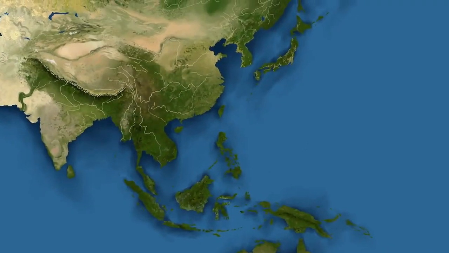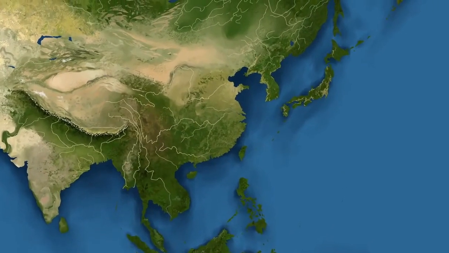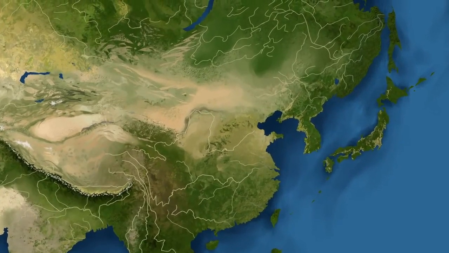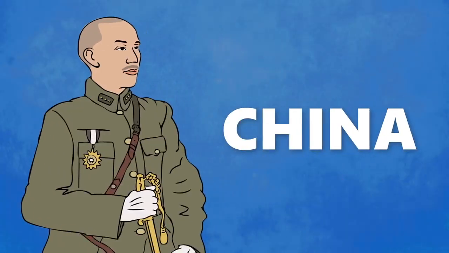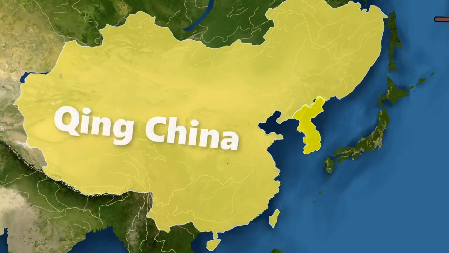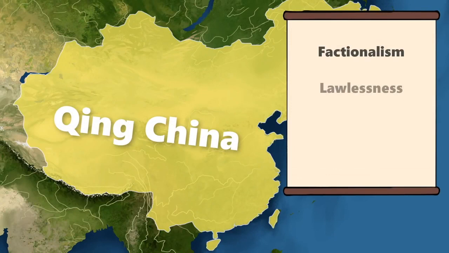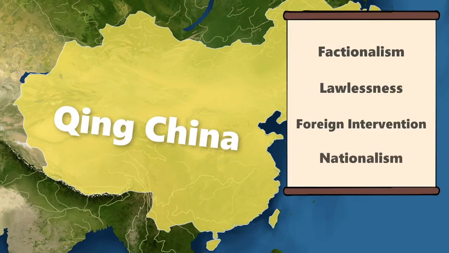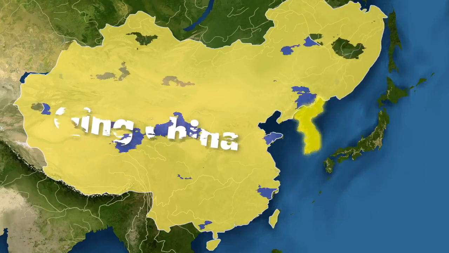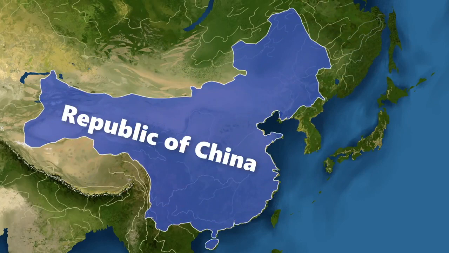To understand the precarious situation that led up to the Second Sino-Japanese War, it is important to mention the events of 19th century China. The century can be characterized as one of factionalism, lawlessness, foreign intervention by Western powers, and rising nationalist sentiments, which in 1911 culminated in the overthrow of the established Qing dynasty by the nationalist Republicans, or Kuomintang.